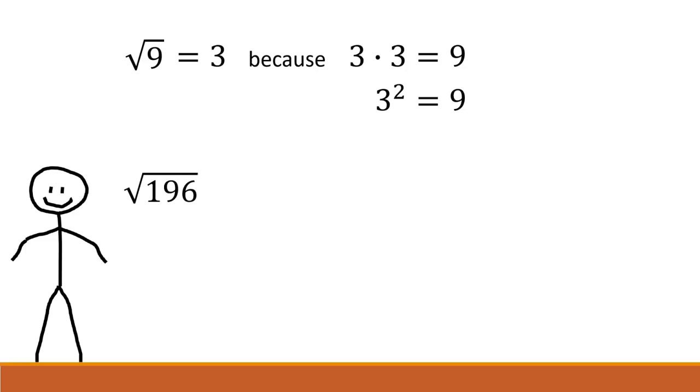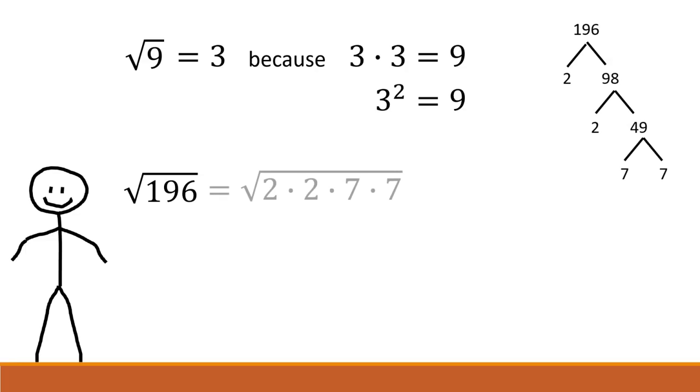If you're looking for the square root of a larger number, it may not be as obvious what number has been squared to get that larger number. So you may want to go back to something you've learned before, which is making a factor tree to find the prime factors of that number. The prime factors of 196 are 2 times 2 times 7 times 7.